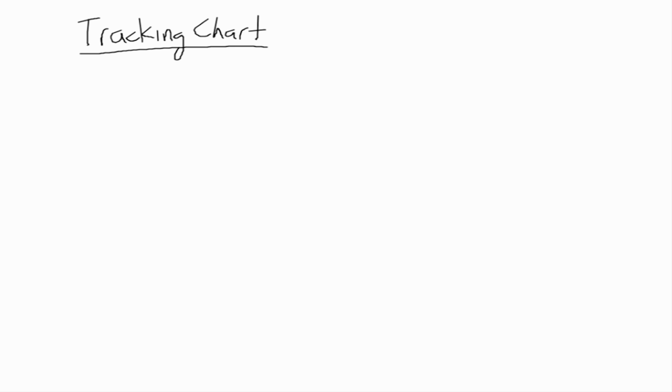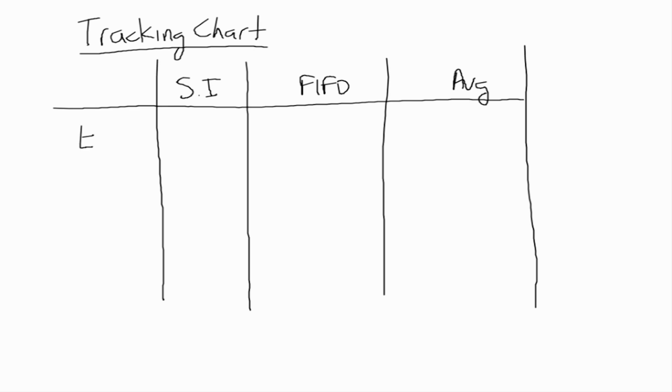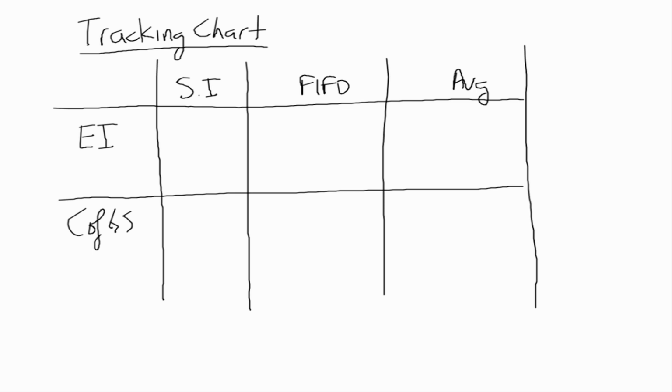All right, and I'm going to flip back to that in a second. So I want to know what's happening here. So here I've got specific identification, I've got FIFO, and I've got average. I'm going to track what's going on. Now, what do I want to track? I want to track the value of ending inventory, and I want to track the value of the cost of goods sold, and I want a total to see are they all matching.